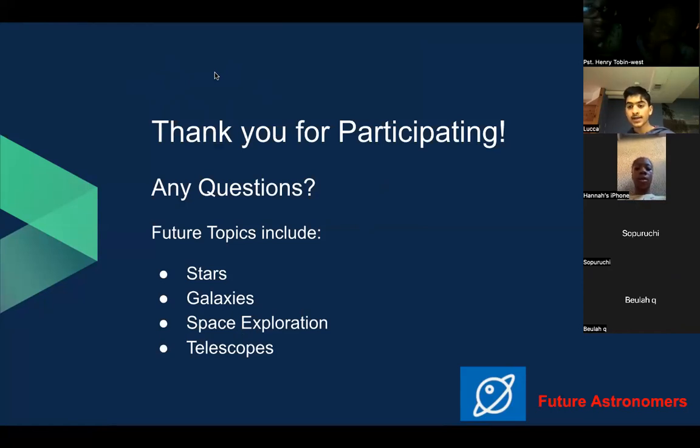So the Milky Way is just the name of our galaxy. So there's many galaxies in the universe, and the name of our galaxy, which is the one our star is in, our solar system is in, is called the Milky Way galaxy.